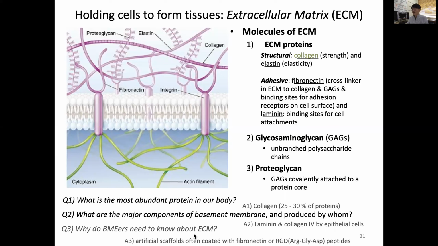And why is the extracellular matrix important for us to engineer? Because in tissue engineering, artificial scaffolds are often coated with fibronectin or RGD peptide. RGD is the single-letter code for the amino acids arginine, glycine, and aspartate, and these RGDs are well recognized by integrins, so it provides a good way of creating tissue engineering scaffolds.